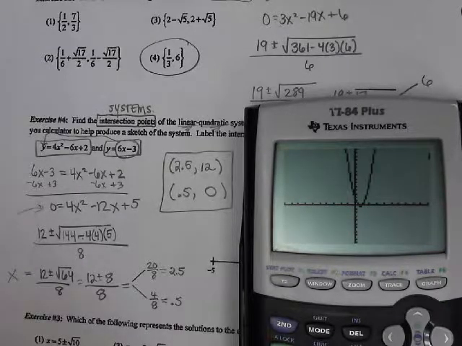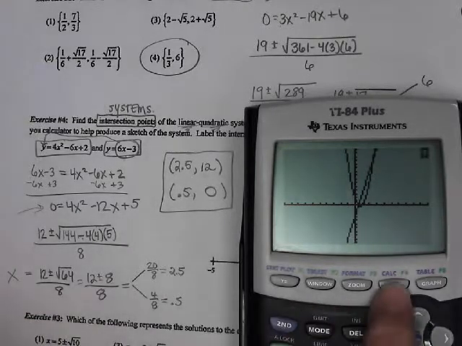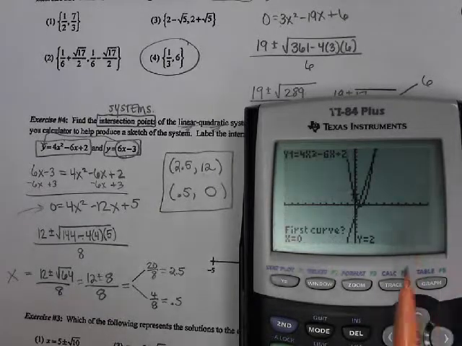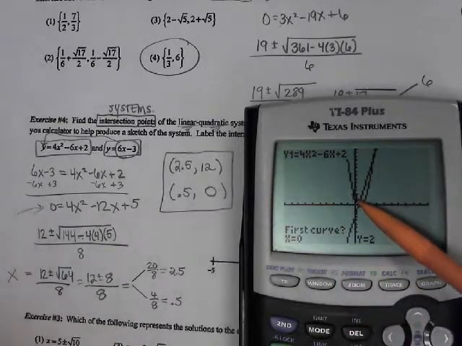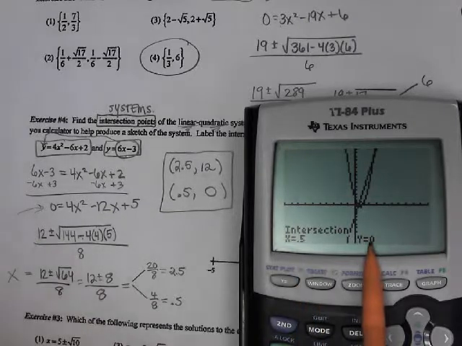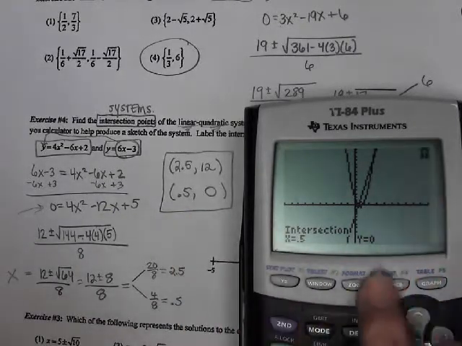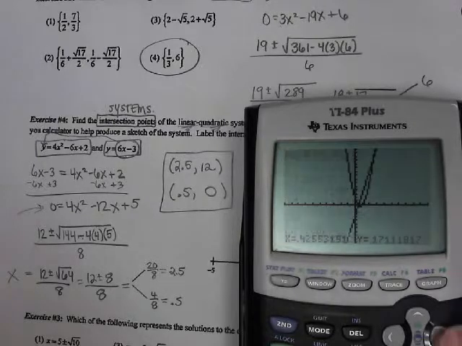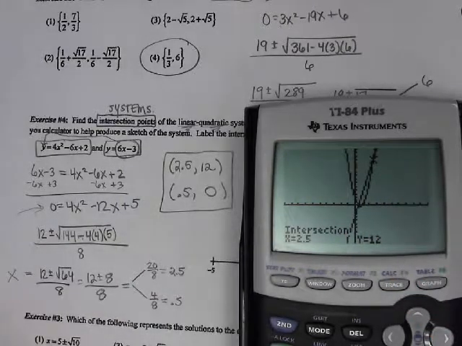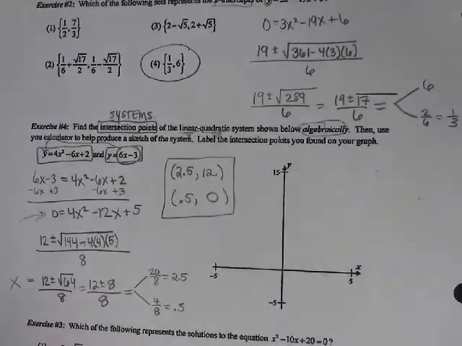So again, there's my parabola. Here comes my line, and I will check by using my favorite menu, second trace, option 5, intersect. My first curve, my cursor's blinking here. I'm going to scroll towards that, hit enter, enter, enter. There's my 0.50 answer. Got it. Second trace, intersect, scroll over here, enter, enter, enter, and I get 2.5 with 12. There we go.